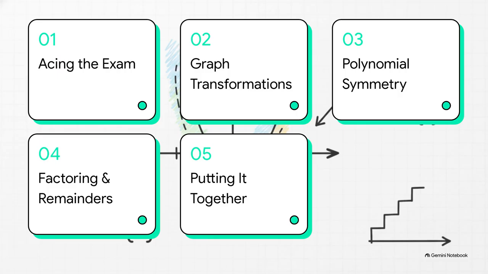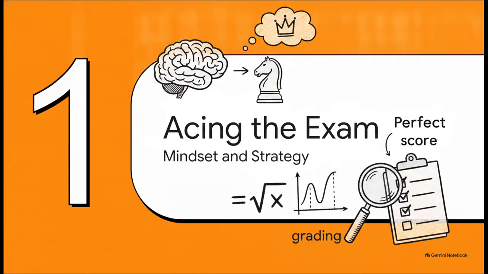So here is our strategic roadmap for this review session. We'll start with general tactics for acing the exam, then tackle mastering graph transformations. From there, we'll look at spotting polynomial symmetry, move on to factoring and remainders, and finally, we'll put it all together. Okay, let's dive right into our first focus area, acing the polynomial exam.